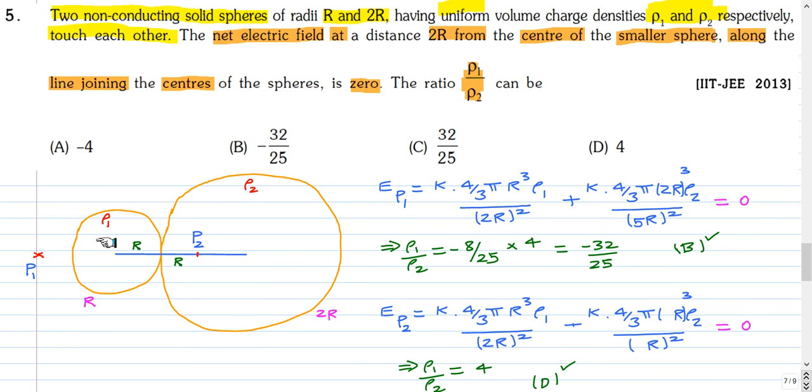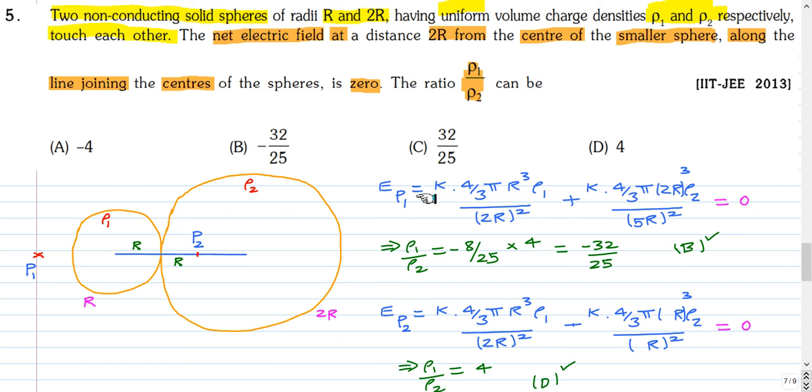So these are the two non-conducting spheres of radius r and 2r with volume charge densities ρ1 and ρ2. The point which is at a distance 2r from the center of the smaller sphere can be either towards left or towards right. The point towards left, P1, at a distance of 2r will be outside, and towards right, at a distance of 2r from the center of the smaller sphere, will be here at a distance of r from the outer surface. So we have to find the electric field at points P1 and P2.